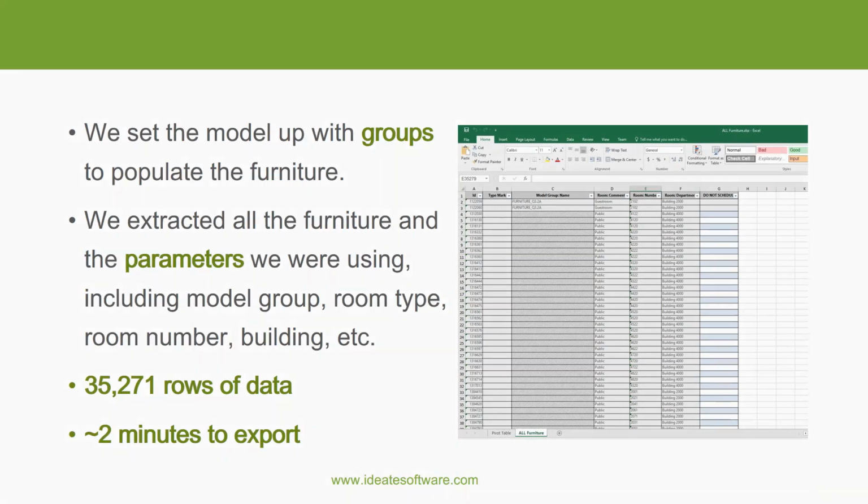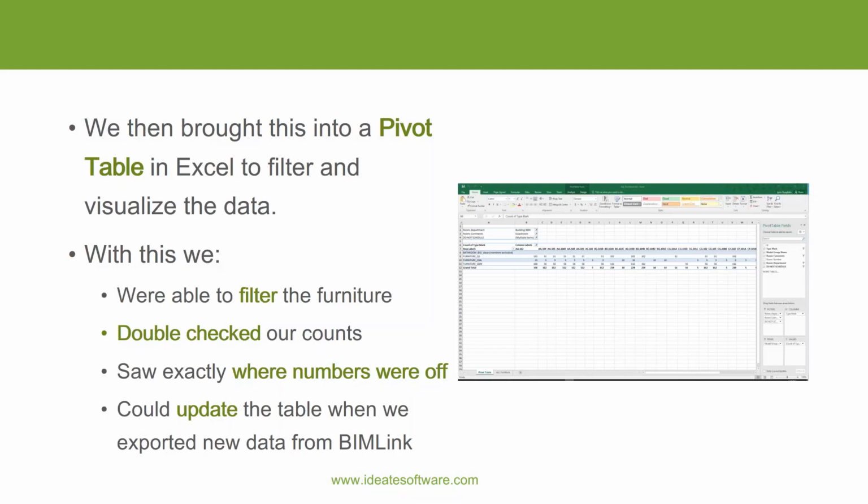With this, we used pivot tables in Excel, and we were able to really benefit from all of the Excel tools, in which we were able to filter from those parameters that we were able to export with BIM Link. We were able to double check a lot of our counts and see, with Revit 2018, our groups and which furniture was in which group, where numbers were off, and validate where our numbers were coming from. And then update it again. If we made a few changes to some of the rooms, we were able to export it all again in 2 minutes and have this all updated.